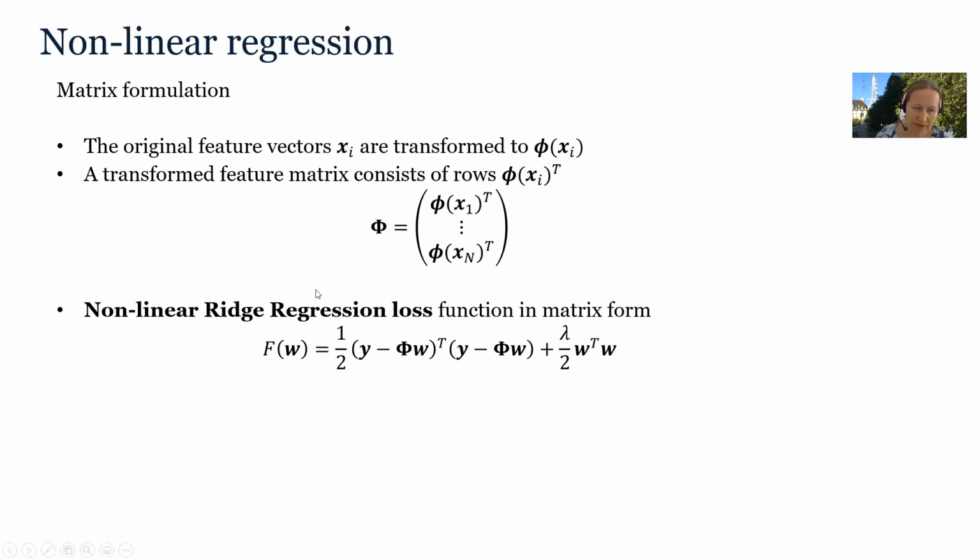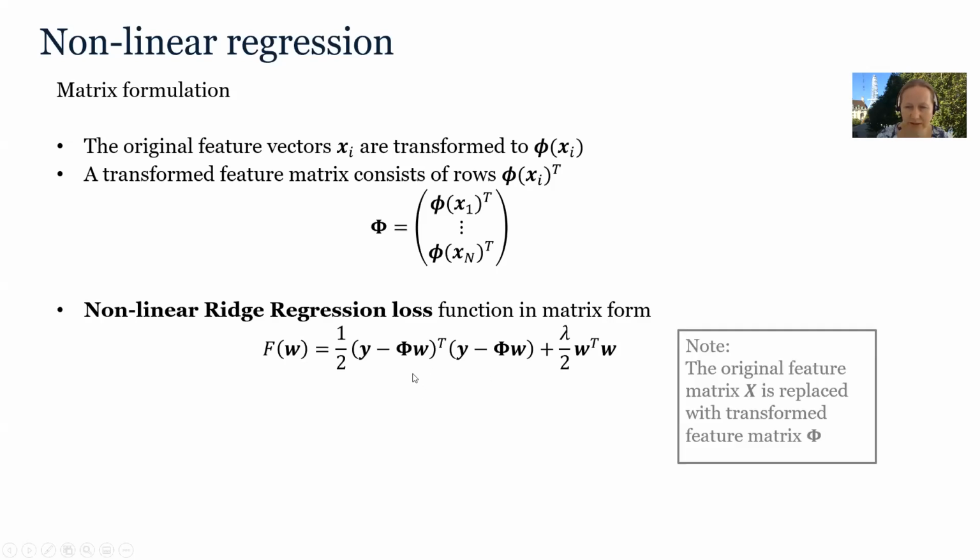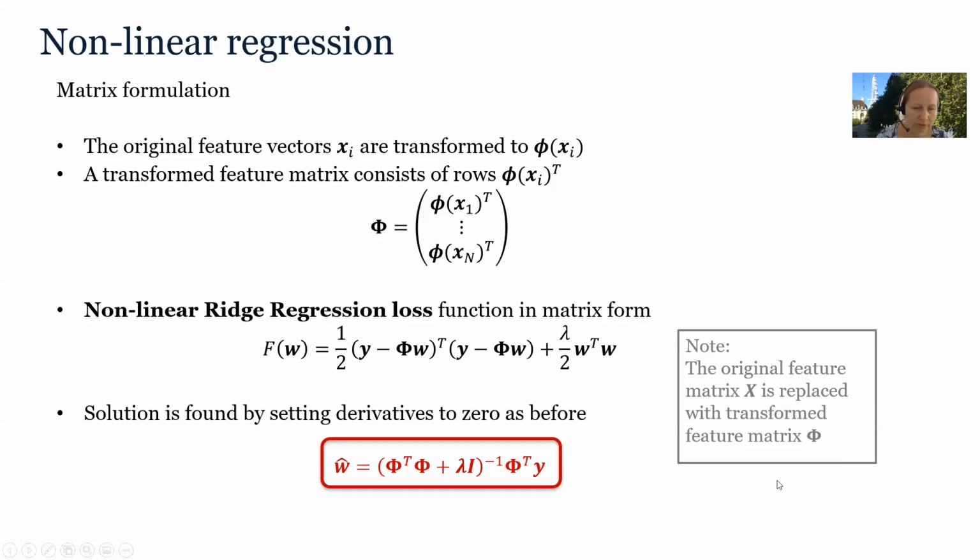Okay, so we can now write the nonlinear ridge regression loss. It will be exactly the same as the linear ridge regression loss, except that we replace the original feature matrix X with the transformed feature matrix phi. Now we will solve this nonlinear regression problem by minimizing the loss. And there is an analytical solution that is the same as for a linear problem, again with the original feature matrix replaced by the transformed feature matrix.